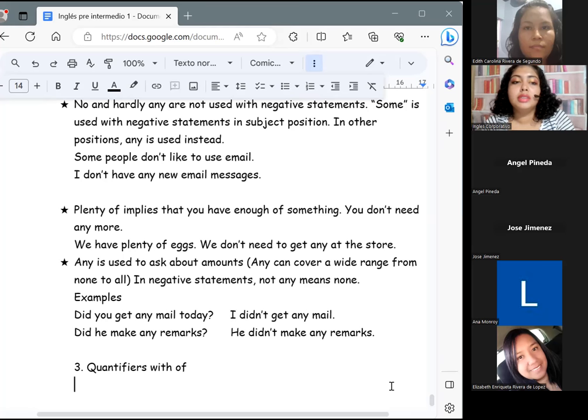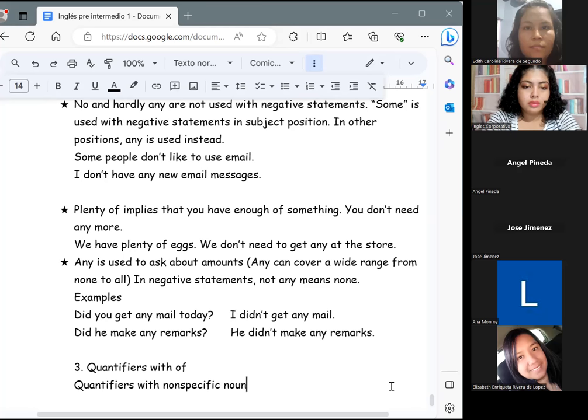And in this case, we are going to use these quantifiers with non-specific nouns. These are nouns that we are not sure or don't know if they are count or non-count nouns. So for the quantifiers with non-specific nouns, we have some examples. Tenemos algunos ejemplos de estos quantifiers que se utilizan con nombres no específicos.